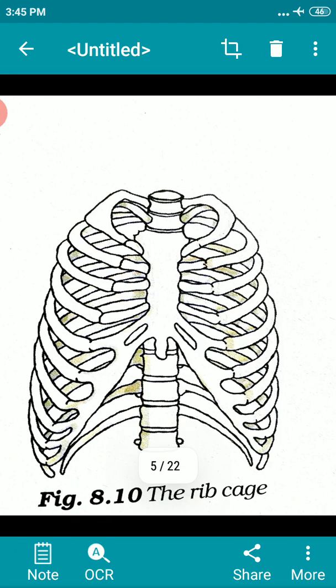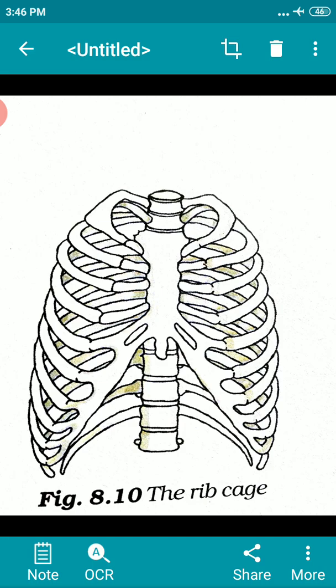Now the next one is the rib cage. The rib cage is made up of 12 pairs of ribs, meaning 24 bones, which are attached to the backbone at the backside, and in the front a long bone called the sternum holds the ribs together. The last two pairs of ribs are not attached to the sternum. They are called floating ribs.